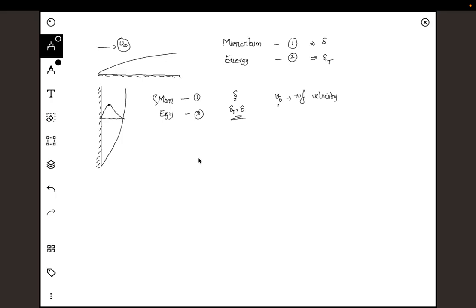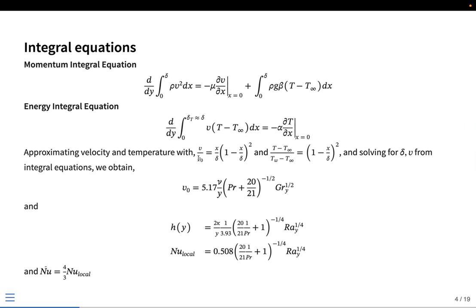Since we have only two equations here, we have to assume that delta t is equal to delta. Then we will end up solving for delta and V naught. So these will be my unknown variables, and these will be my two equations. This is how we'll be solving this case. So we'll assume V by V naught, again a cubic profile, and substitute the boundary conditions.